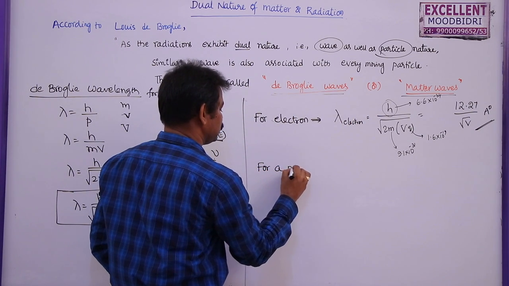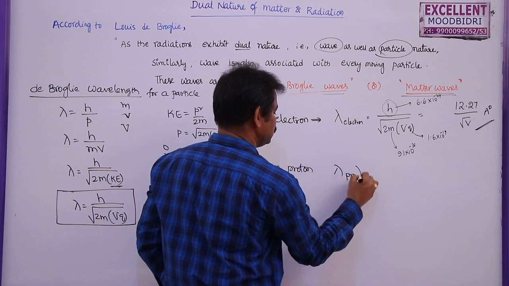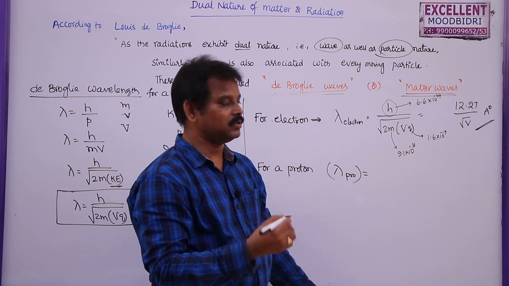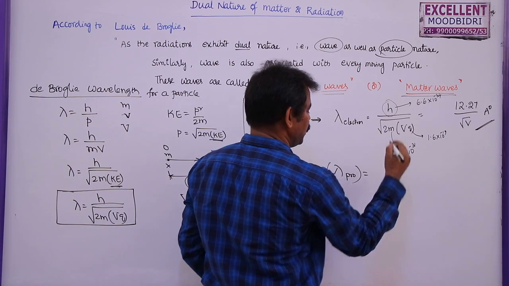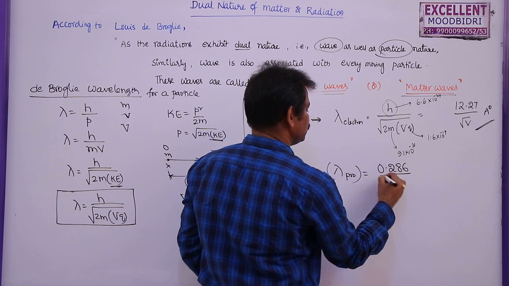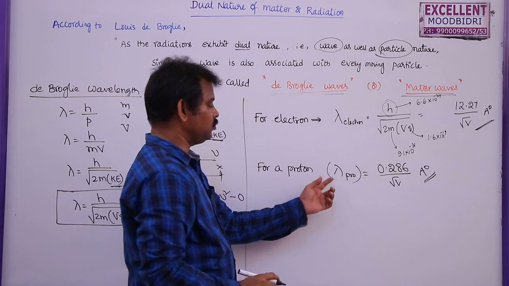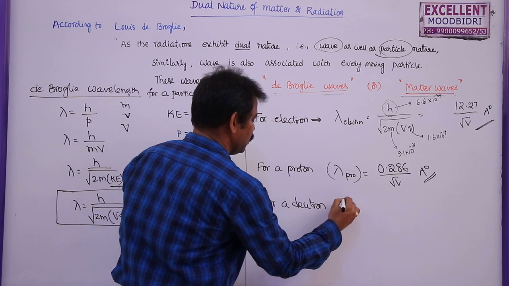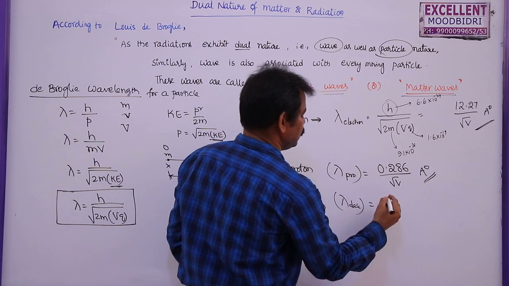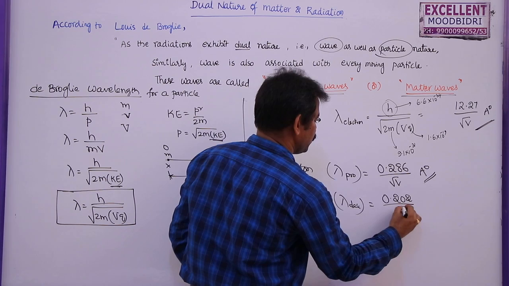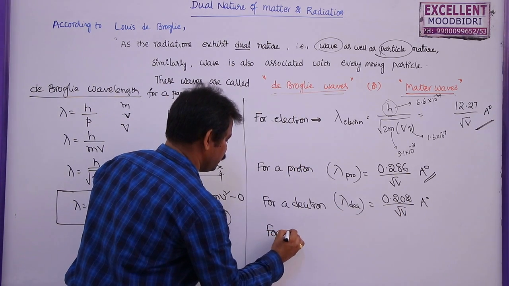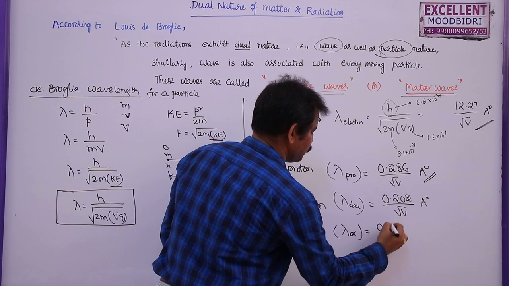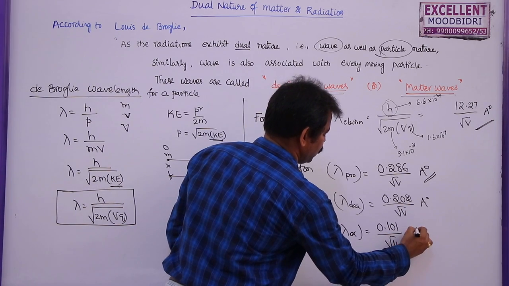Similarly, for a proton, lambda proton is given by, once again, h value is 6.6 into 10 power minus 34, but the mass will be 1.67 into 10 power minus 27, and the charge remains 1.6 into 10 power minus 19. If you substitute all these values, you will get 0.286 by root V angstroms. Similarly, for a deuteron, substituting all these values, you will get 0.202 by root V angstroms. Similarly, for an alpha particle, lambda alpha is given by half of this value, which is 0.101 by root V angstroms.